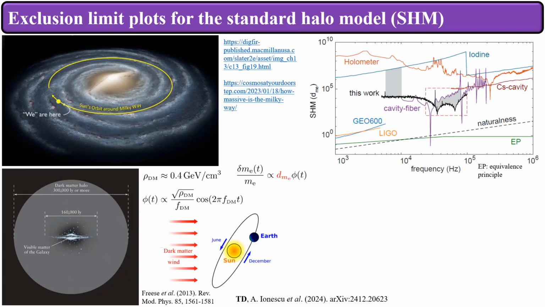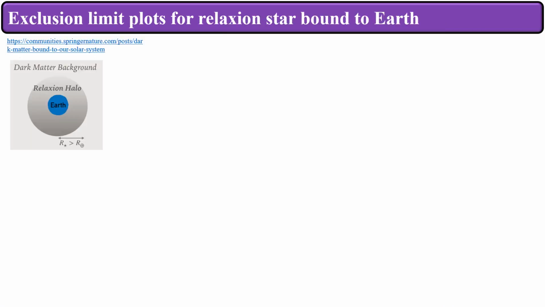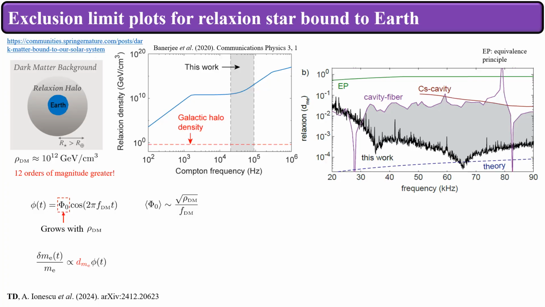In the standard halo model, the new DME versus Compton frequency parameter space we explored is shown by the gray regions. The new limit is improved by up to 2 orders of magnitude. Here's a zoom in of the region in the red dashed box. In the case of the relaxion star bound to Earth, recall that the dark matter density is 12 orders of magnitude greater than the galactic halo. This results in a boost in our detector sensitivity because the field amplitude grows with ρ, as evident from the limit on DME being almost 6 orders of magnitude lower.